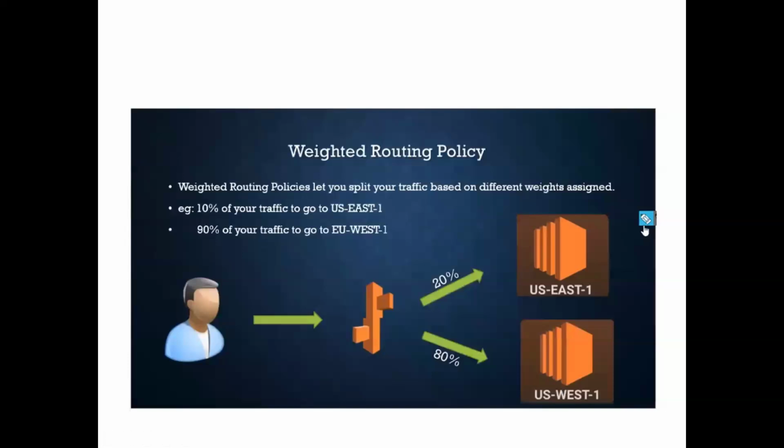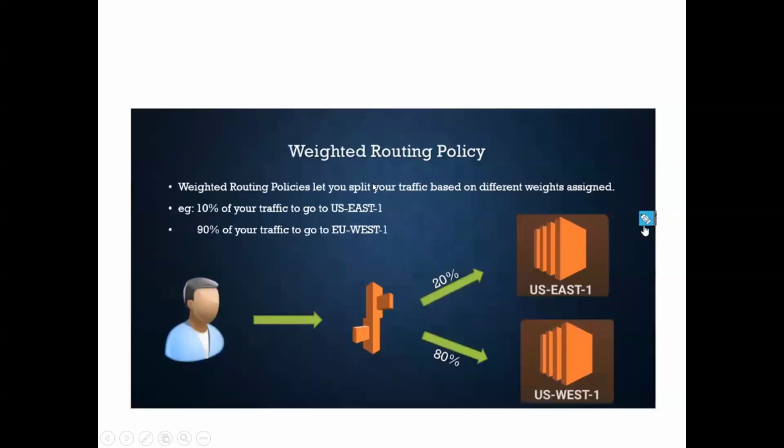So we can also configure the routing policy in such a way that 20% of the traffic will be routed to US East 1 and 80% of the traffic can be routed to US West 1. So in this way also we can divert the traffic. You understood, right? This is how we configure DNS routing policies. This is a weighted routing policy. If any traffic is coming to this domain name, what is happening here? We are splitting it.